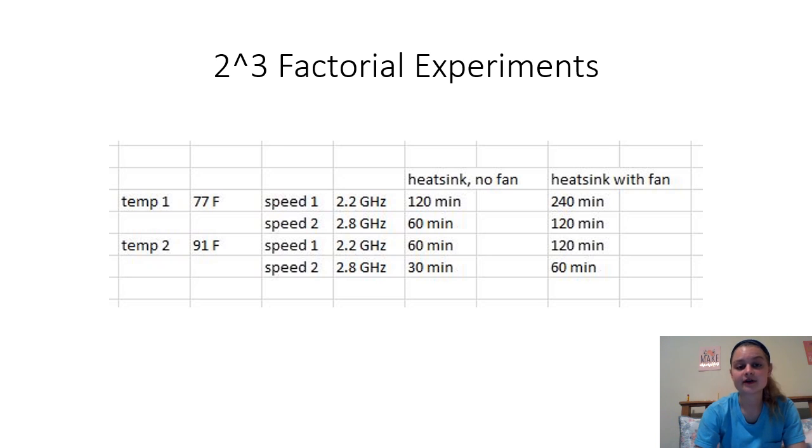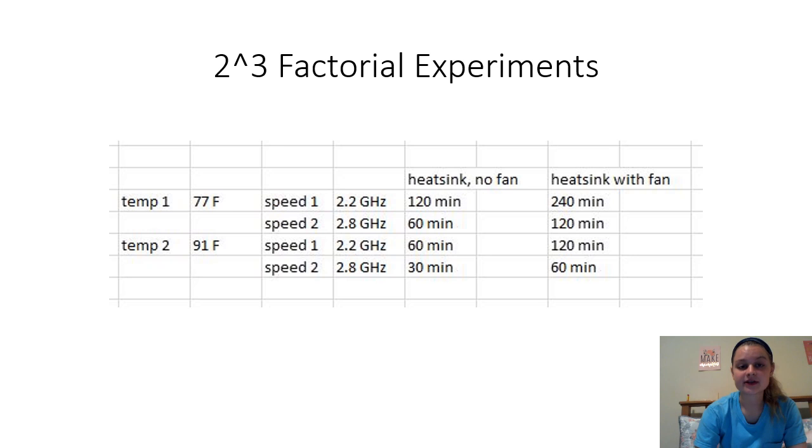For the first factor, ambient temperature, 2 useful levels are the temperature of the inside room versus the temperature of the outside room. Since we live in Florida, I use 77 degrees Fahrenheit for the inside temperature and 91 degrees Fahrenheit for the outside temperature. For the second factor, running speed, I use the speed for browsing the internet, 2.2 gigahertz, and one for browsing the internet while watching Netflix, 2.8 gigahertz.